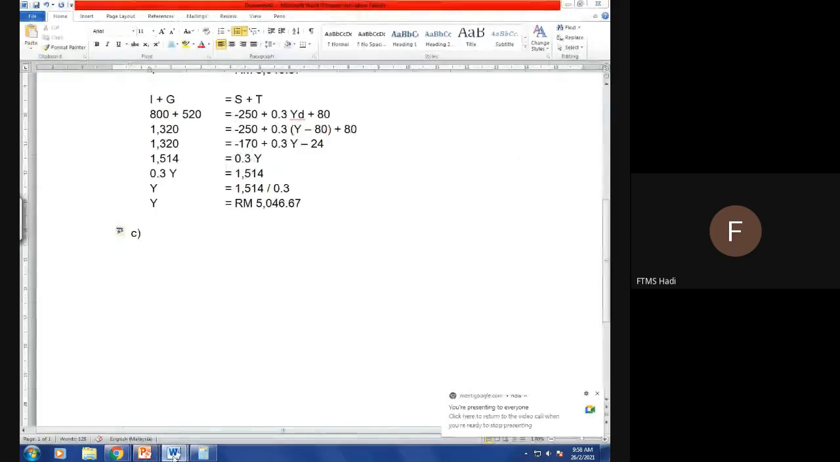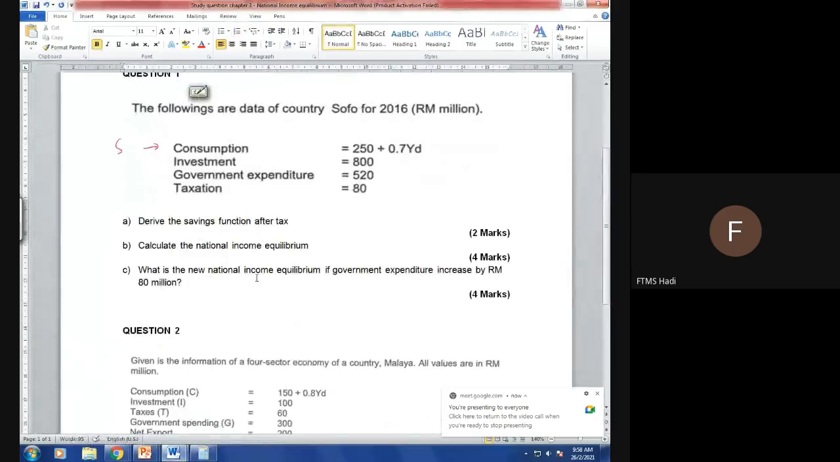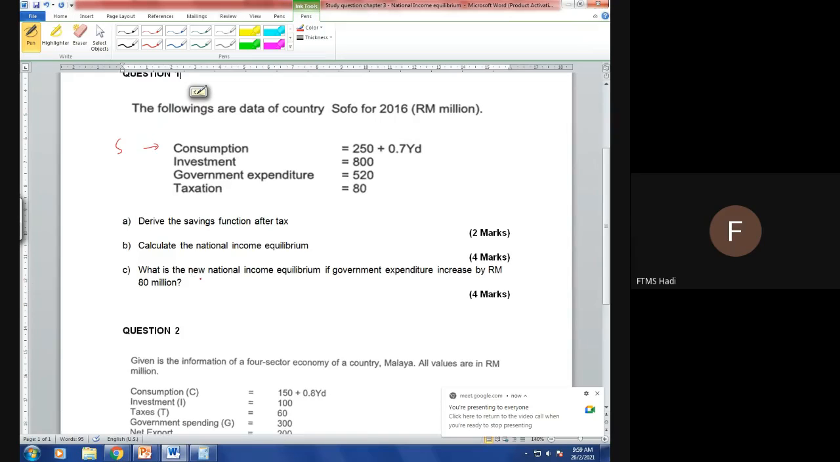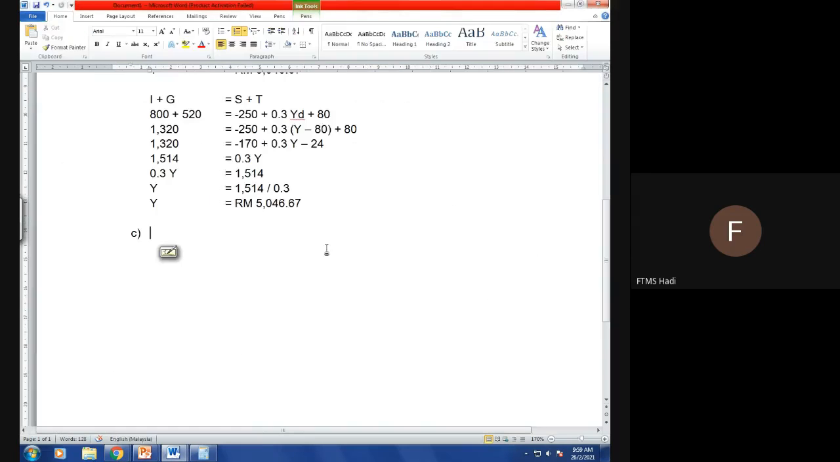Okay. So question C says: what is the new national income equilibrium if government expenditure increased by 80 million? You see, the question asks you to find Y. What is Y if government expenditure increased by 80 million? Meaning it adds another 80 million. Will income increase? Will Y be increased or not? So if there is an increase of 80, that means new income, new equilibrium.